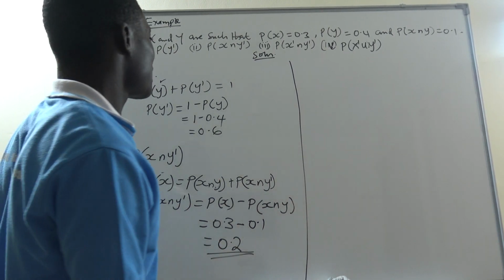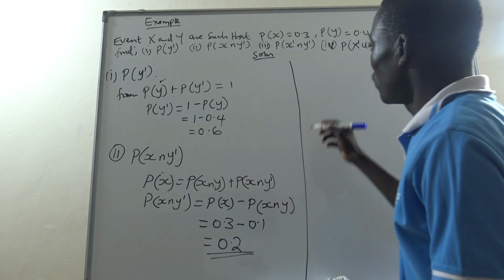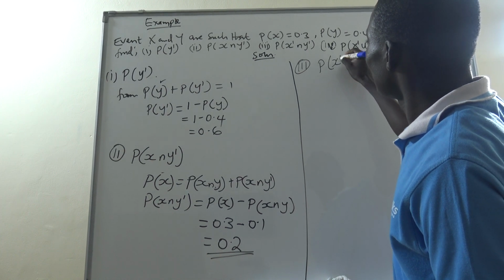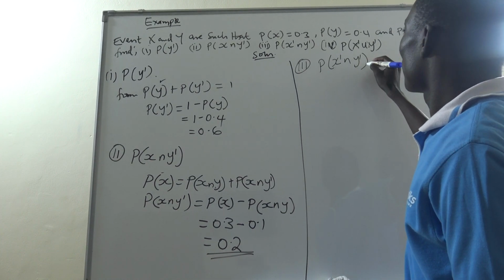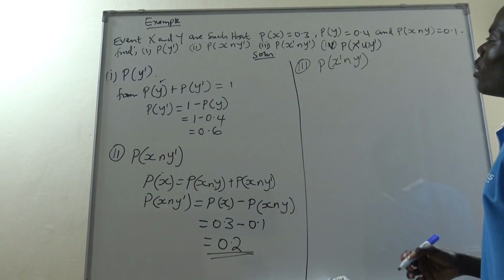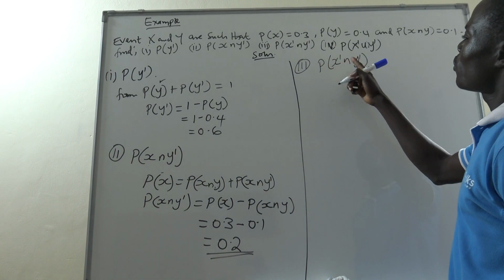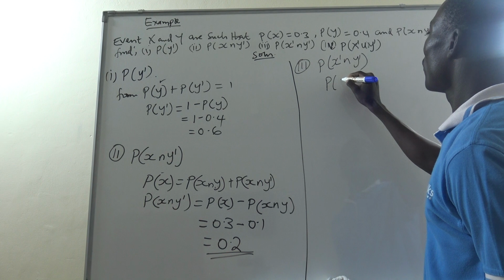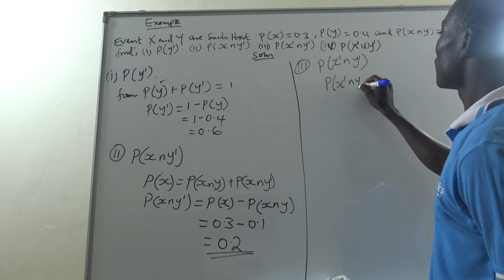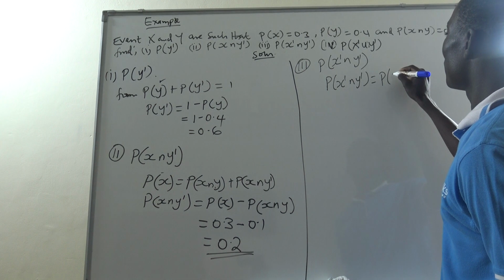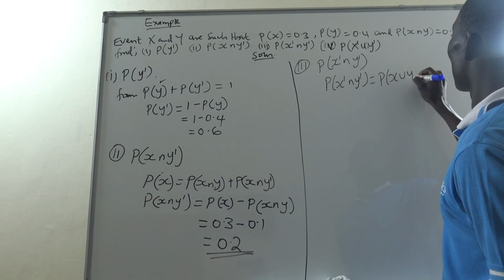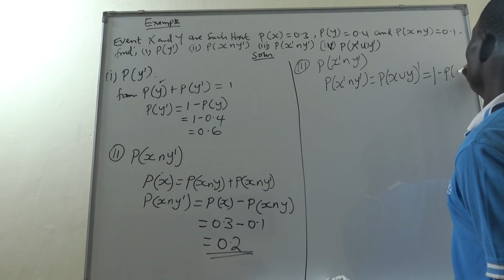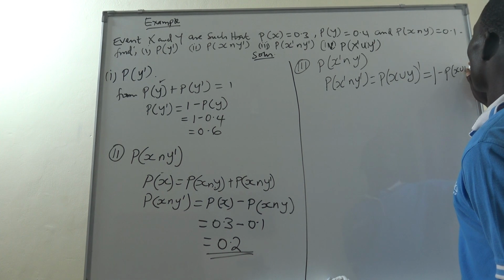Then we go to the next question, the probability of X complement intersection Y complement. We saw that this is the same as the complement of X union Y, which is equal to 1 minus the probability of X union Y.